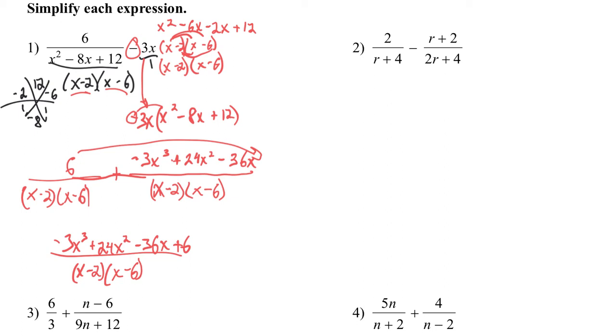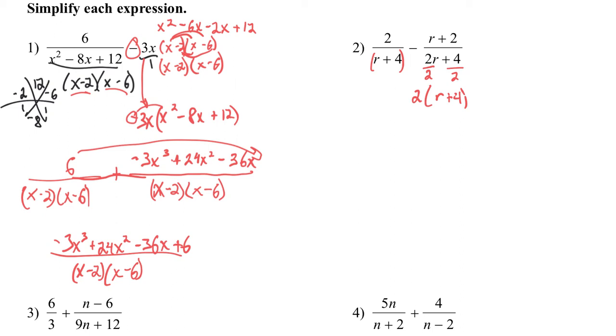Okay, so let's go check out number 2 here. So the denominator is already factored. We don't need to mess with that. But the second one here, we can factor that. We can take a 2 out of it. So that's going to become 2 times r plus 4.